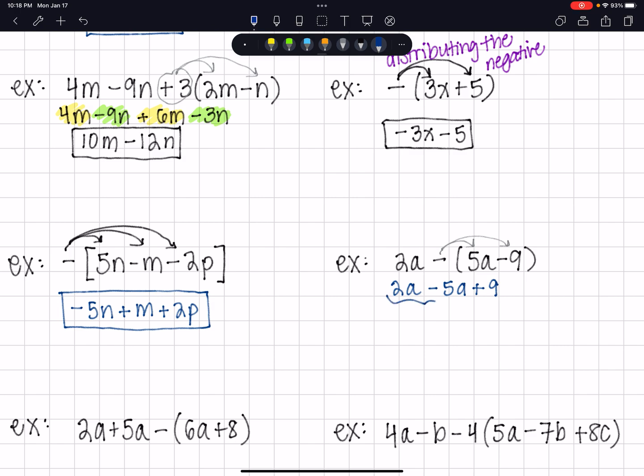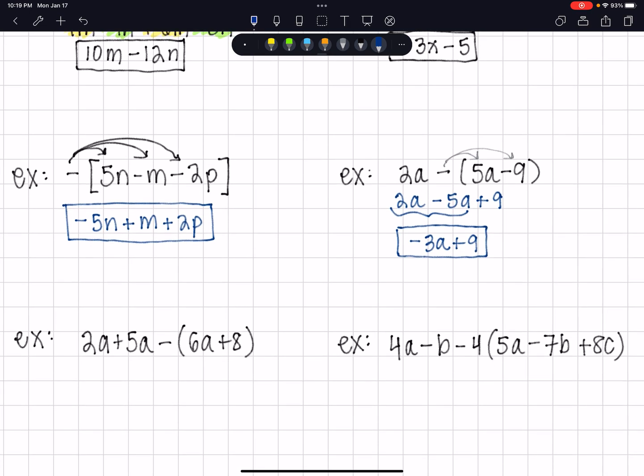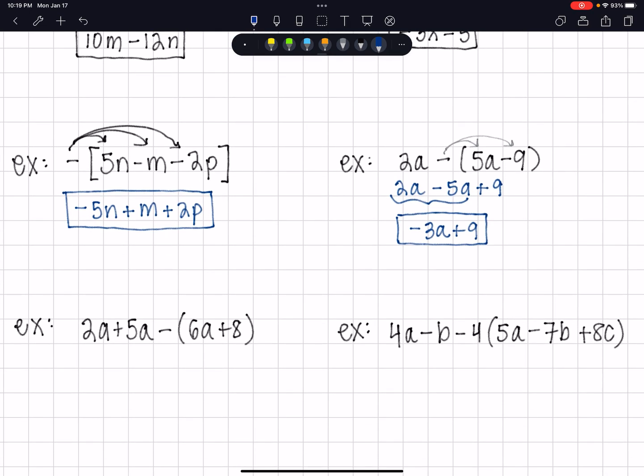And now 2a minus 5a are like terms. 2a minus 5a is negative 3a plus 9. And negative 3a plus 9 are not like terms, so that's how we know that we've simplified our expression.